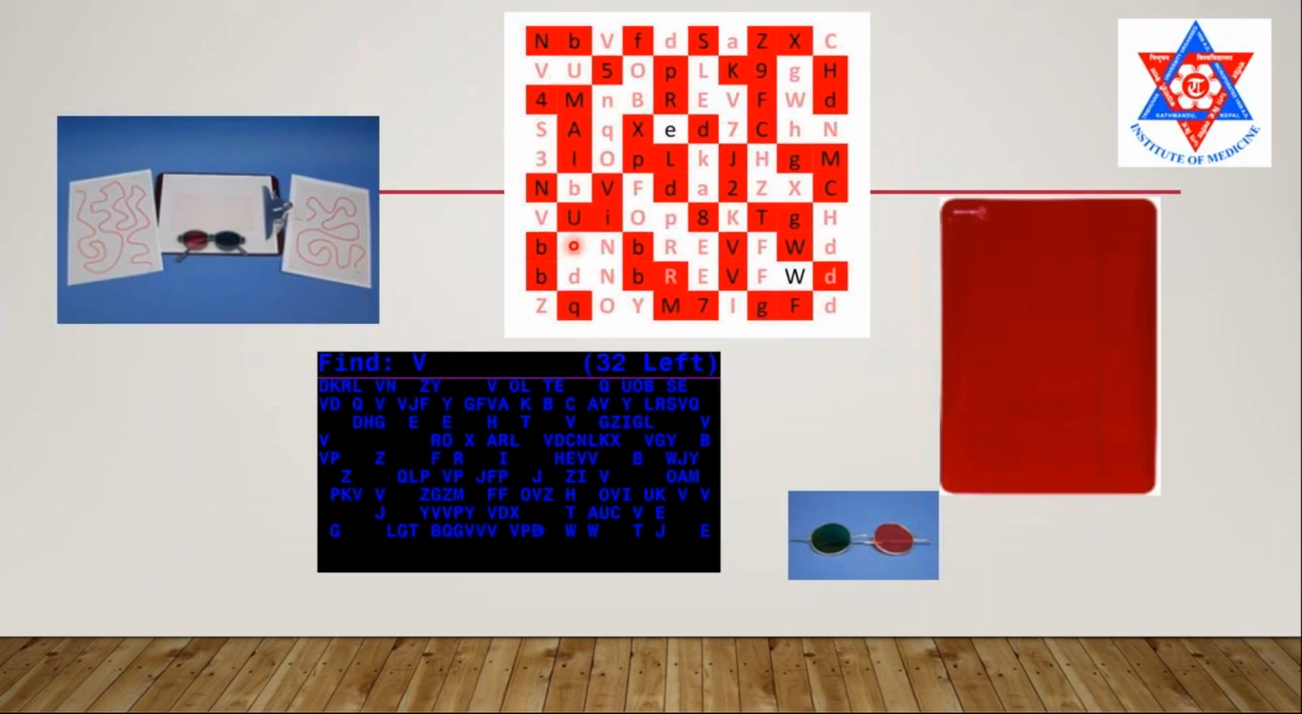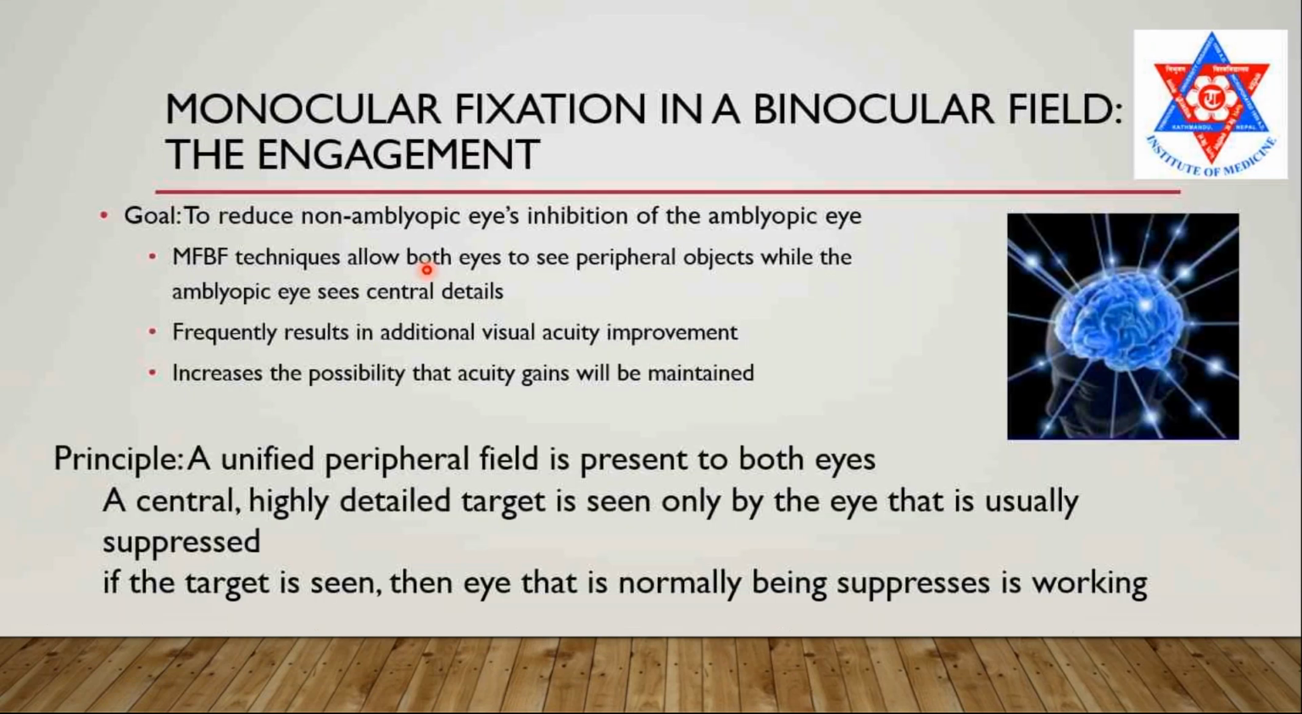There is an anaglyphic based software called Visio Prime that also has MFVF tools that we can perform, especially in the child, either as a home therapy technique or as an office therapy technique. Or if that is not available for us, we can just make these kinds of tools and work on the patients with increased discriminations, and the main goal will be to reduce the non-amblyopic eye's inhibition of the amblyopic eye.